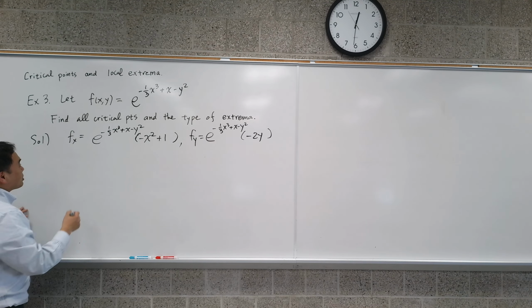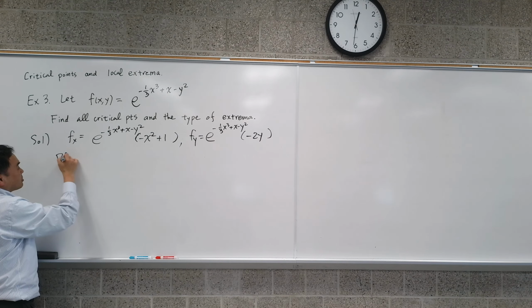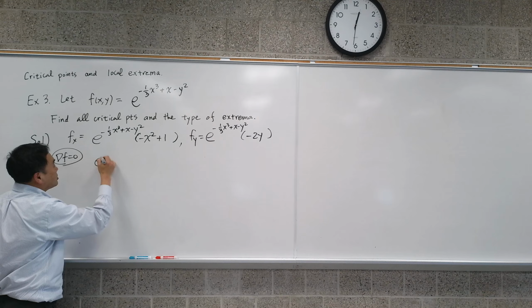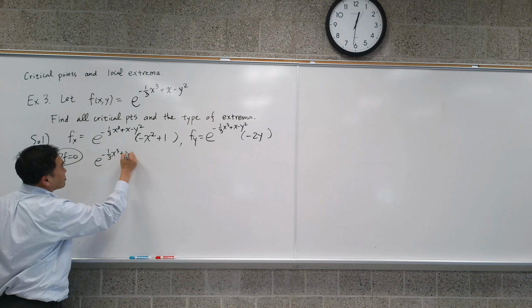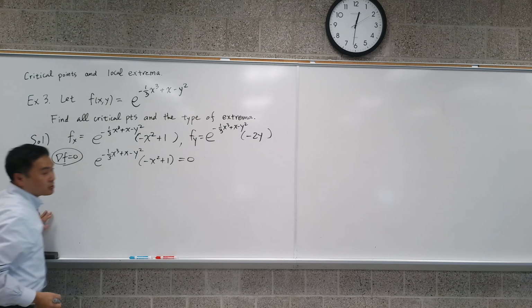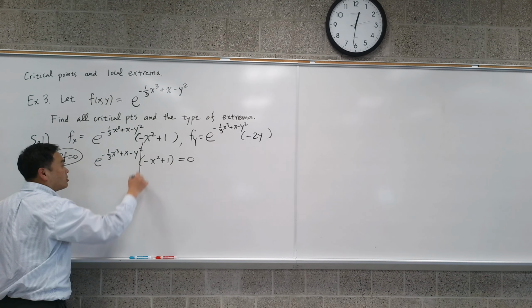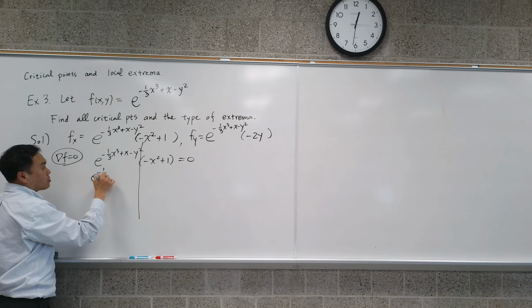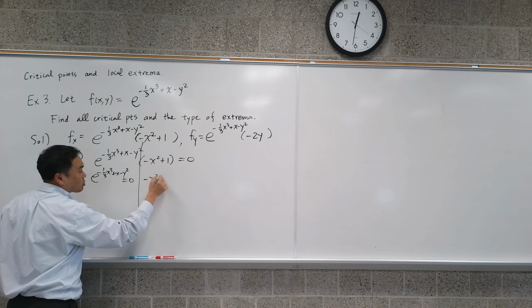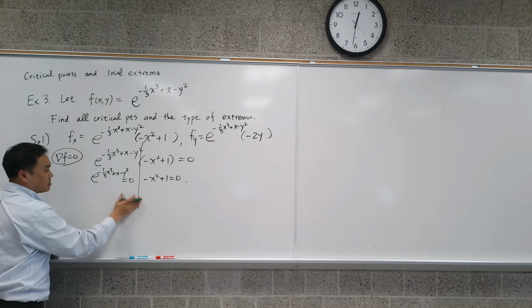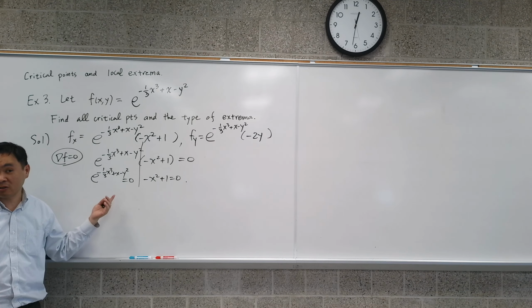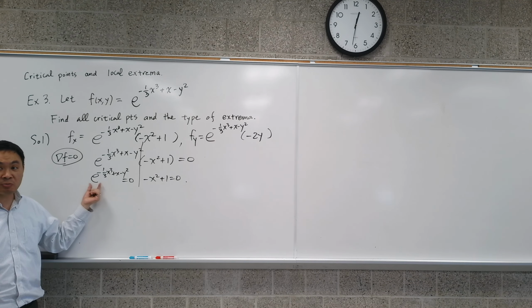Okay, so now let's see what it means for the gradient of f to be 0. To get the critical point, you need e to negative 1/3 x cubed plus x minus y squared, times negative x squared plus 1 to be 0. For this to be 0, you either need e to the negative 1/3 x cubed plus x minus y squared equals to 0, or negative x squared plus 1 equals to 0. See, anytime you have something multiplied to something equal to 0, that means either one of them should be 0, right?